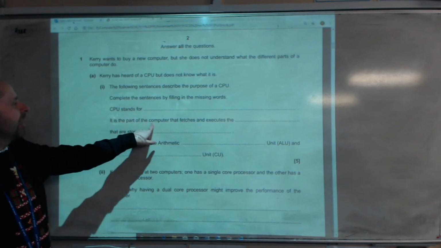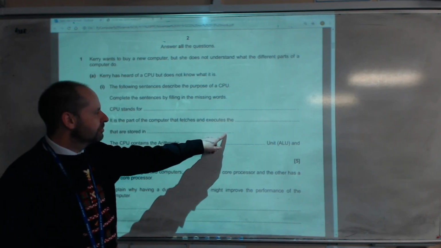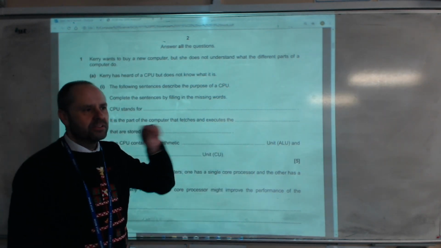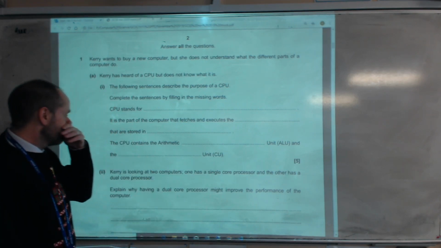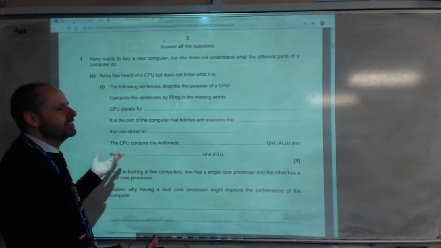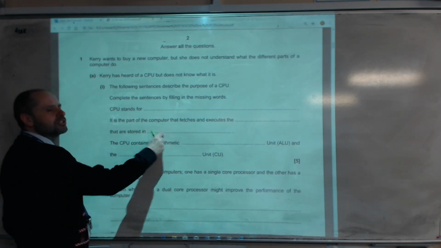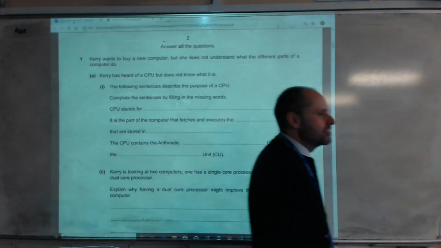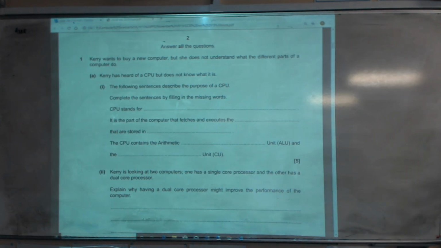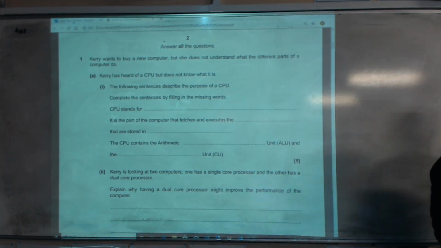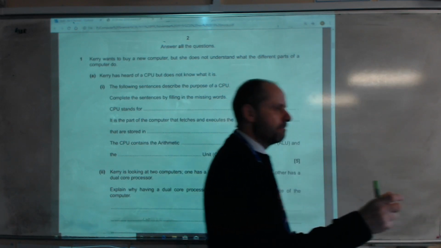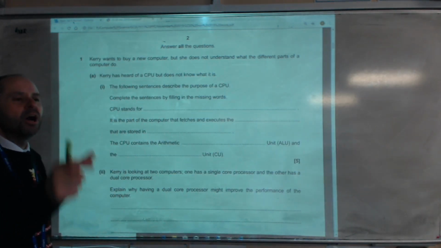It is part of the computer that fetches and executes. That's the only thing it executes, remember? So we're testing that. Do you understand how these Harvard CPUs work? Now it said that are stored in. There was a load of wild answers on this, but remember, instructions that the CPU can execute are stored in memory, aren't they? Main memory, primary memory.